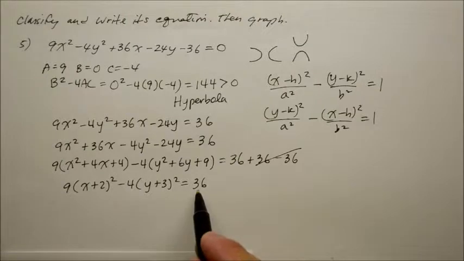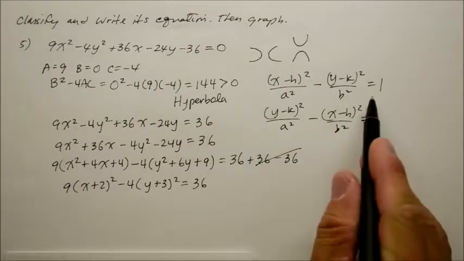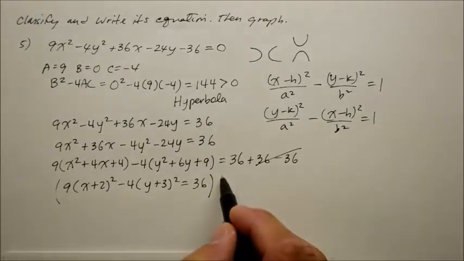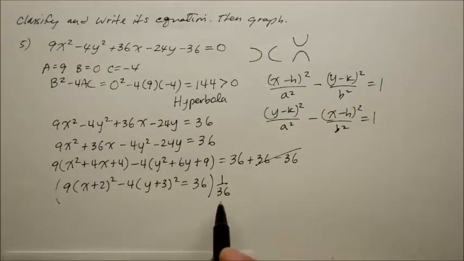Now, how do I make this 36 become a 1? Well, we have to multiply by the reciprocal of that constant 36, which is 1 over 36, and do the distributive property to each expression and term.